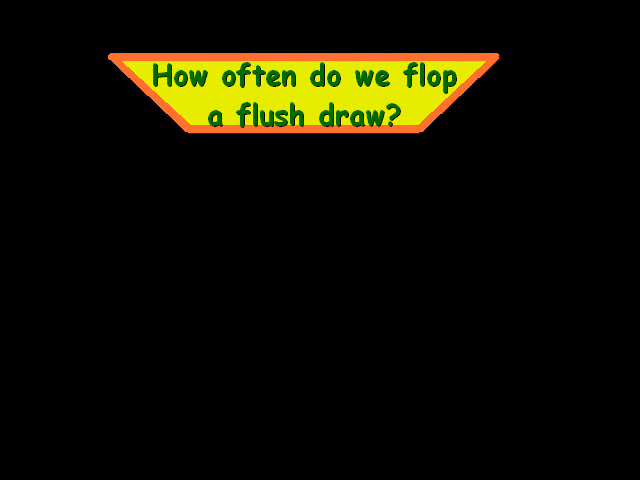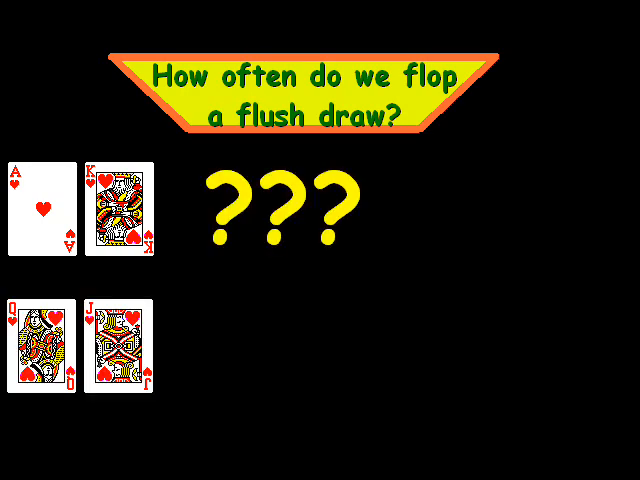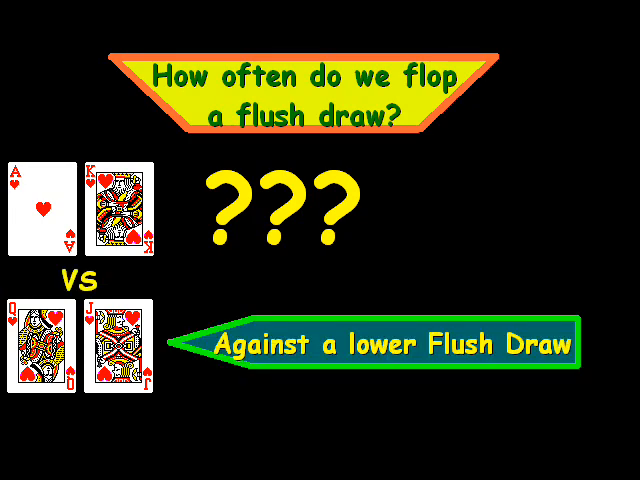We're going to attempt to tackle the question of how often we flop a flush draw in two different ways. The first way we're going to look at is, let's say we have an ace king or a nut flush type hand, how often we flop a flush draw. The second we're looking at is if we have a nut flush type hand or nut flush type draw in hand, and an opponent has a lower flush draw in hand, how often we both flop a flush draw. So let's go ahead and get started on this here.